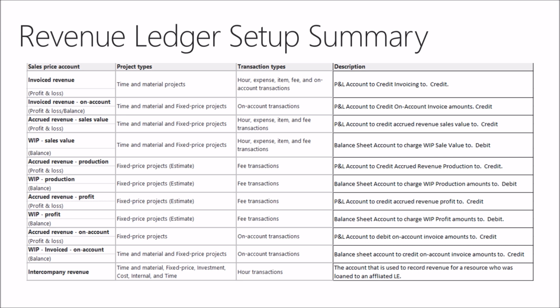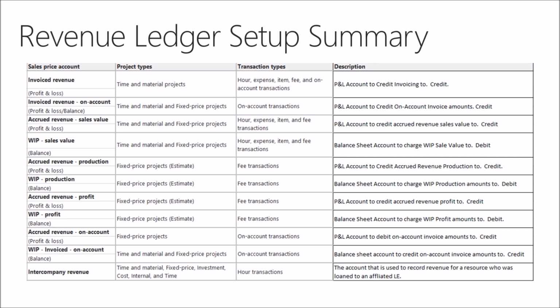So basically, when you have a time and material project, if we're looking at that first row, and you're going to run an invoice, we know when you invoice, it credits the invoice revenue, and then the offset account actually comes from your customer posting profile to hit accounts receivable.